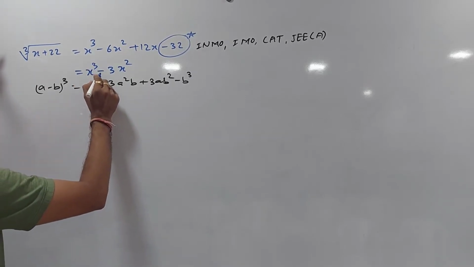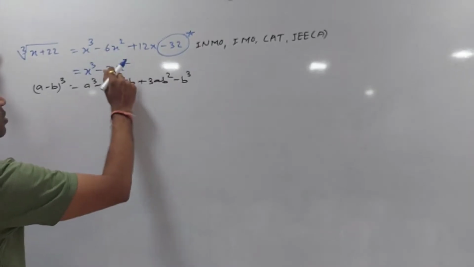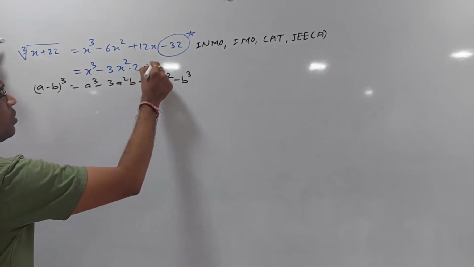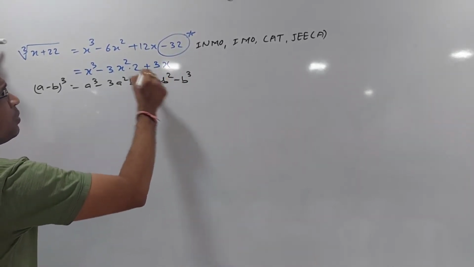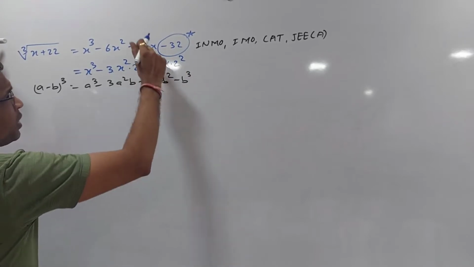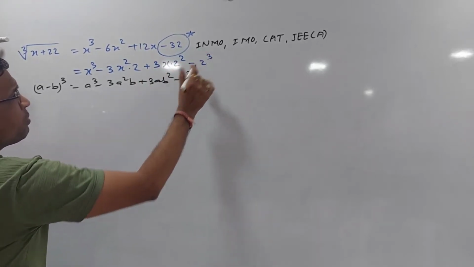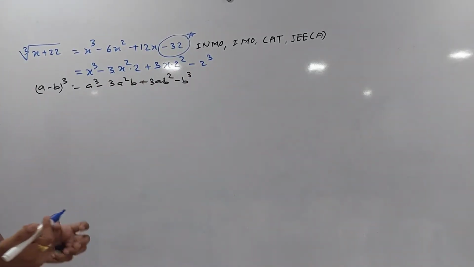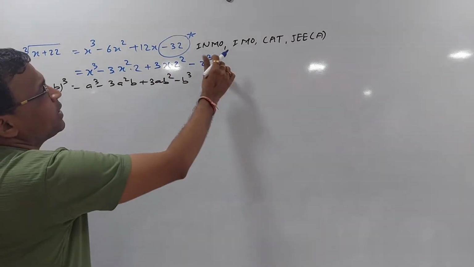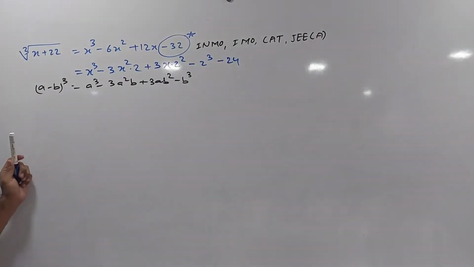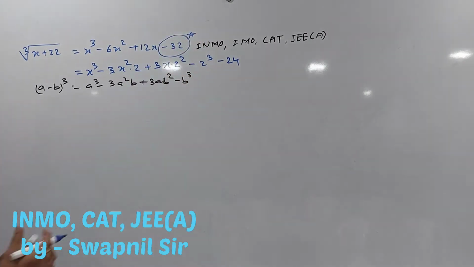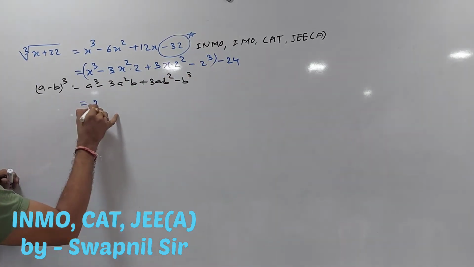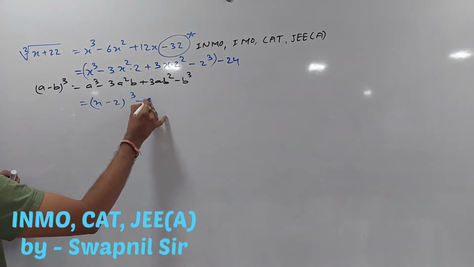So a cube minus 3a square b will be what? Just compare the two. So b should be 2 because I want 6. I got 3, so 3 times 2 plus 3ab square is 2 square. So 4 3s are 12x minus 2 cube, because b cube, so it is 2 cube, which is 8. So ultimately this minus 32 can be put like minus 8, and the remaining is minus 24. That's why I have given this mark over here. This is important. Fine. So that is something I got. So this portion gives me x minus 2 whole cube minus 24.